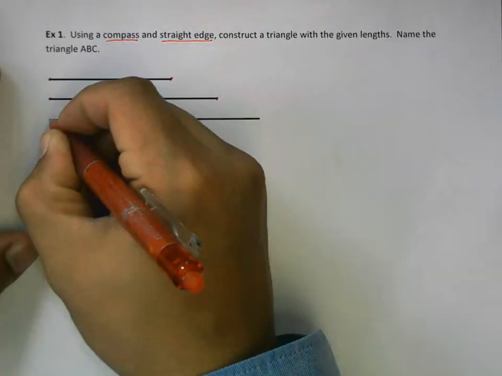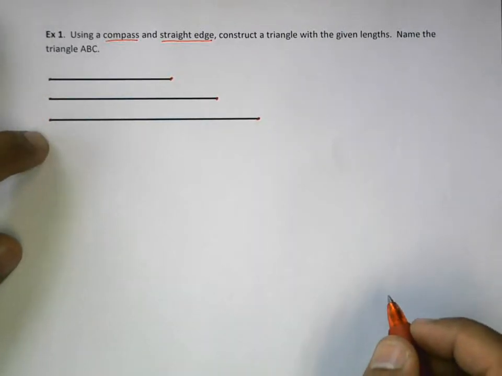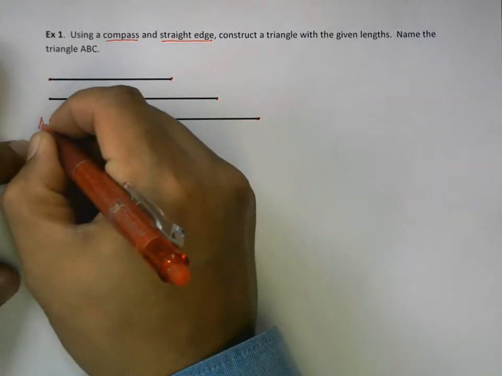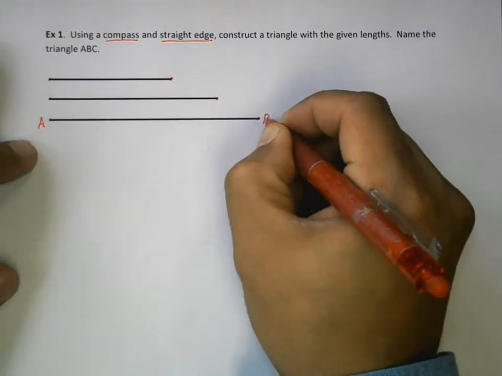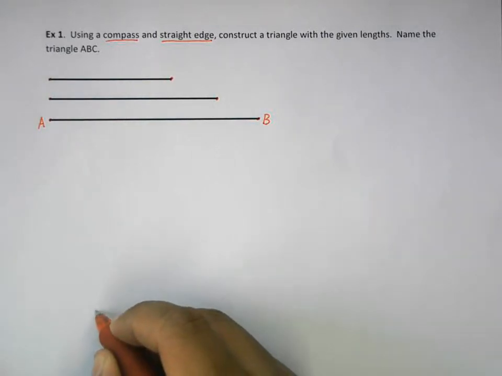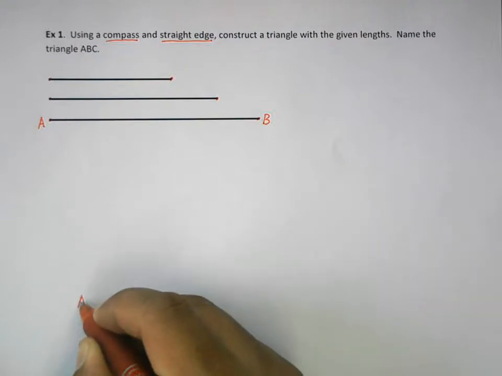I'm going to put some dots on here. So we're given 3 lengths here, and we want to produce a triangle that has exactly those 3 lengths. I'm going to name my longest length here AB, and this is how I'm going to start. I'm going to put a point right here, and I will call this A.